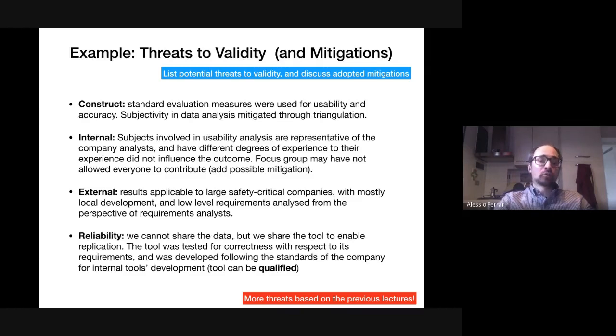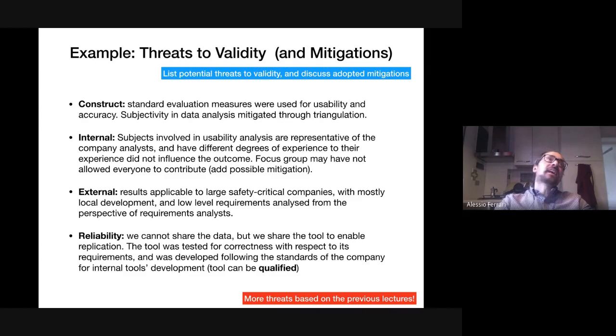And you have to show and provide evidence somewhat that the tool was tested for correctness with respect to its requirements, so that you perform some unit tests. Otherwise, your results are simply not representative of the theory that the tool was implementing, so the defect detection theory that it was supposed to implement.